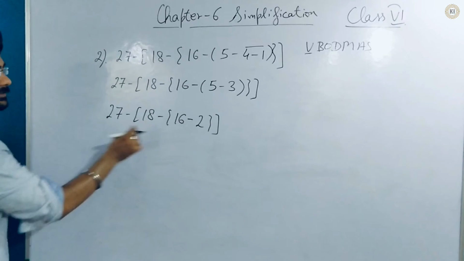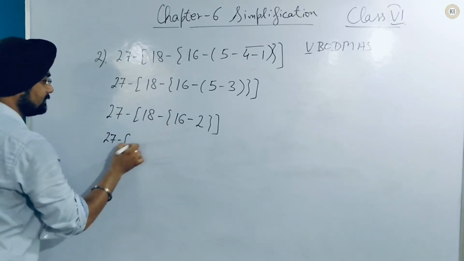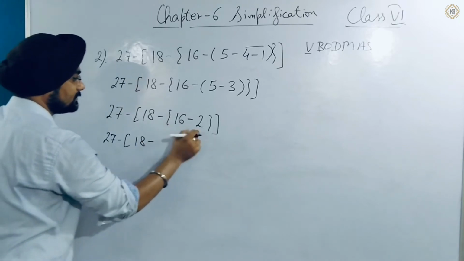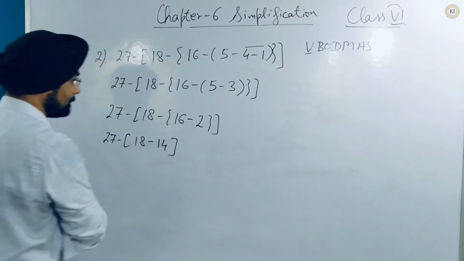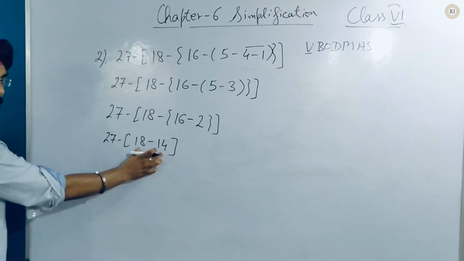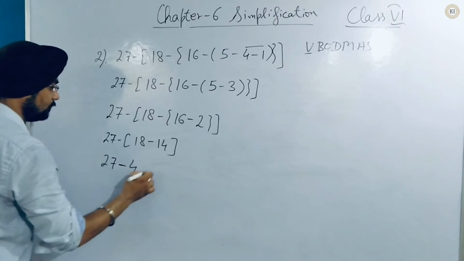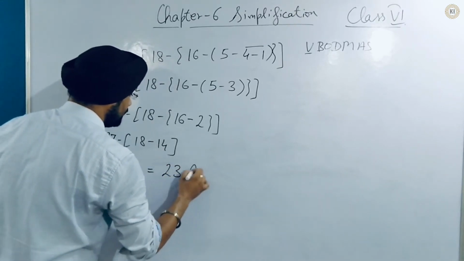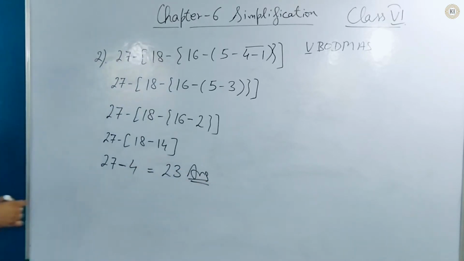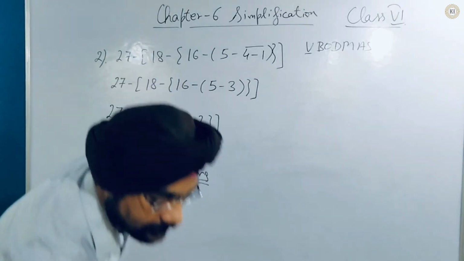Now next we are going to solve this curly bracket. 27 minus 18 minus 16 minus 2 will be 14. Now we will solve this square bracket. So 27 minus 18 minus 14 is 4, and 27 minus 4 will be 23. So in this way we are going to solve the questions of simplification. Now let us see some more questions on simplification.